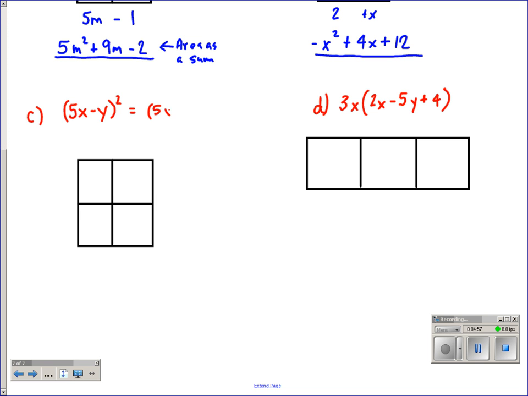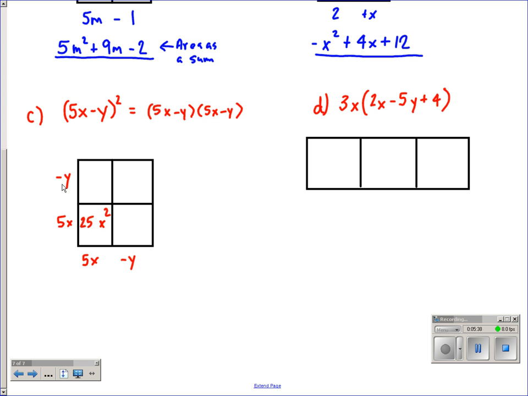5x minus y times 5x minus y. So we're actually doing a binomial times a binomial here. So we've got 5x minus y, and we'll put our other 5x minus y. Since we're squaring a binomial, this should give us a perfect square trinomial as our answer. Let's see if that happens. 5x times 5x, well, 5 times 5 is 25. x times x gives us x squared, so we have 25x squared.